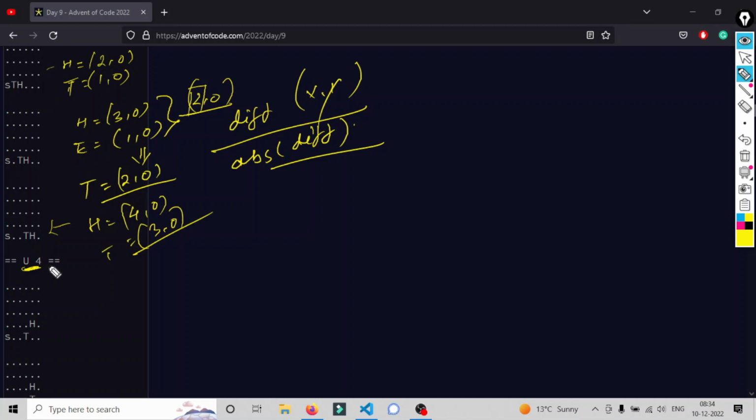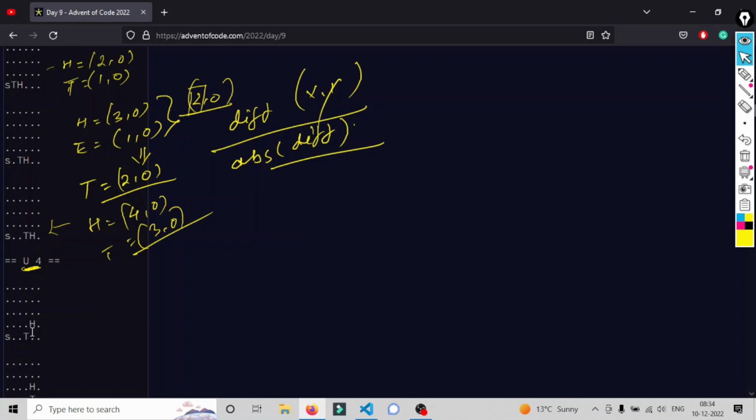So up direction. Now what will it do? It will move the head in the up direction and the tail will follow that. The rule will be the same. If the difference between the row and column is more than 1, then we will follow that. The second rule was, if head and tail are not in the same row or column, then the tail will move diagonally. So the rule will be the same.